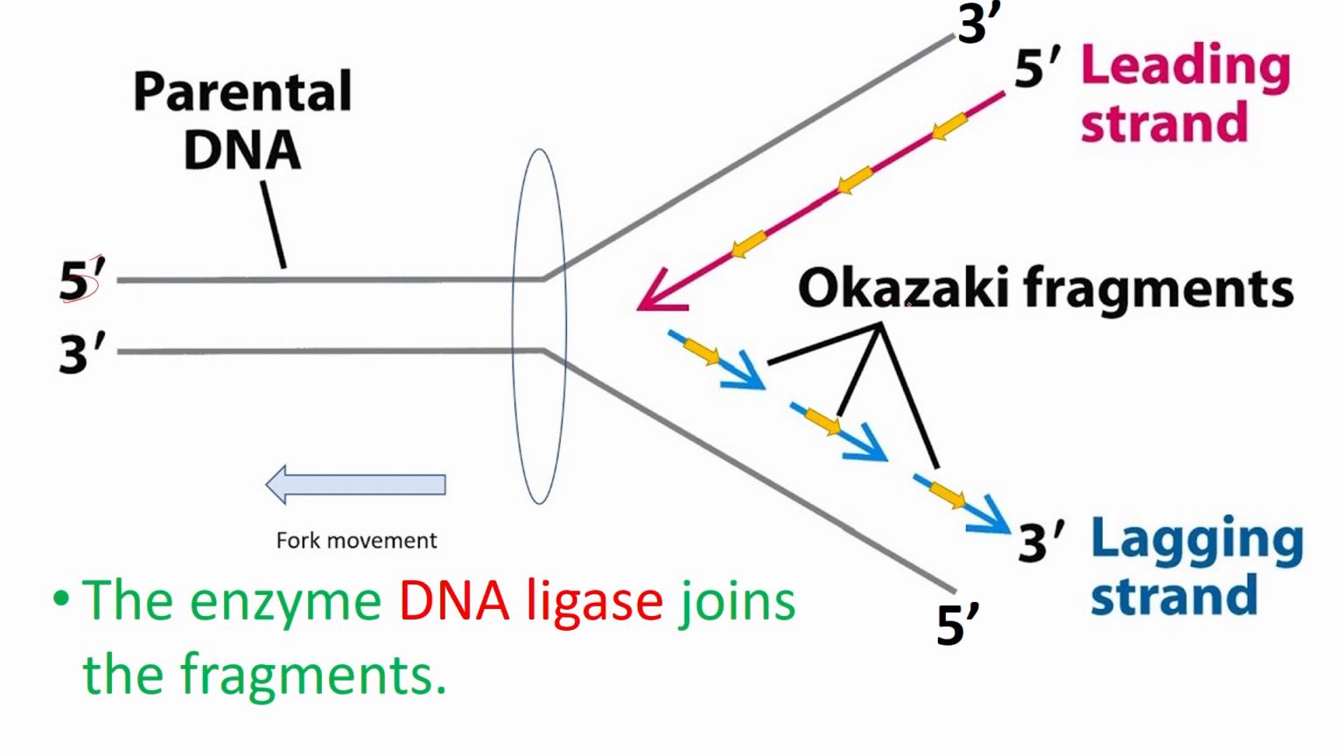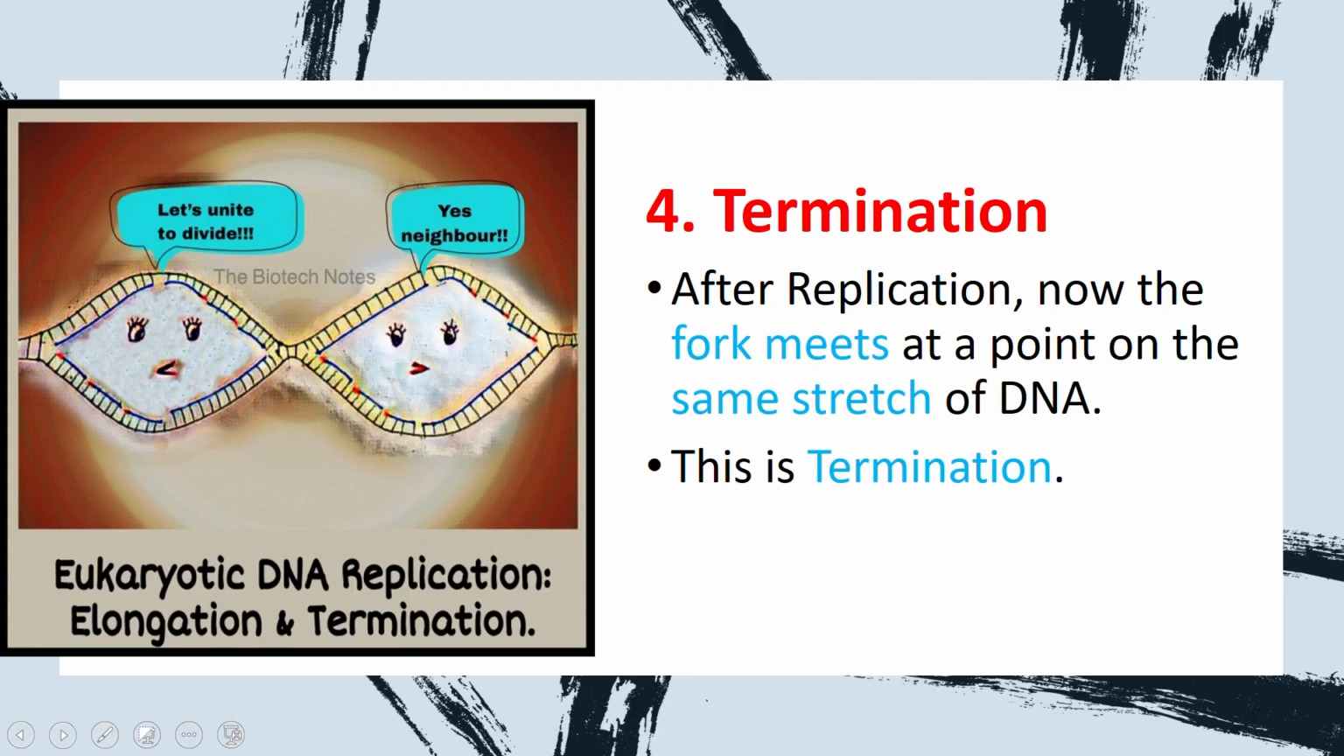Now, let us look into what happens to these Okazaki fragments. These Okazaki fragments should join over here, right? For that, one enzyme will come and help in the joining of these Okazaki fragments. That enzyme is known as DNA ligase. The enzyme DNA ligase joins the Okazaki fragments. So now this lagging strand also will become continuous. Now the fourth step is termination.